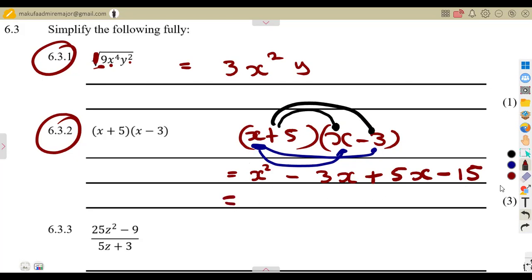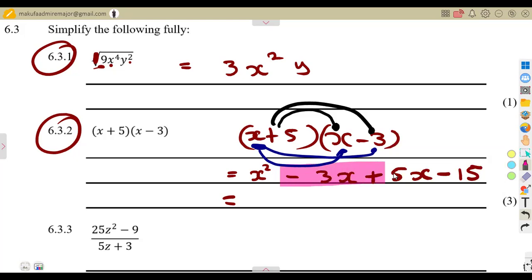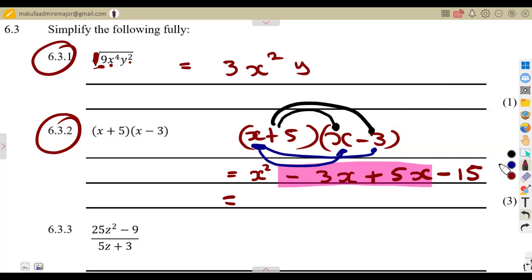So you are going to collect the like terms at the end. The middle terms, the minus 3x and the plus 5x, these are like terms. We are talking about the same x and the same power, same exponent, which is 1. So these are like terms. So minus 3 plus 5, that is going to be a plus 2x minus 15, just like that. You add them, minus 3 plus 5, that is going to be a plus 2. So that's it.